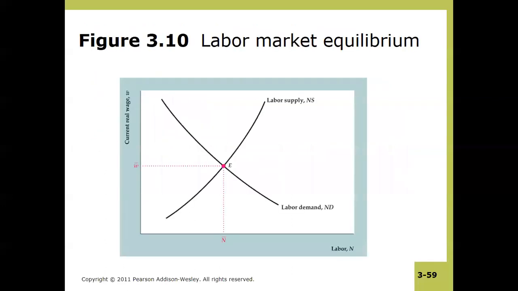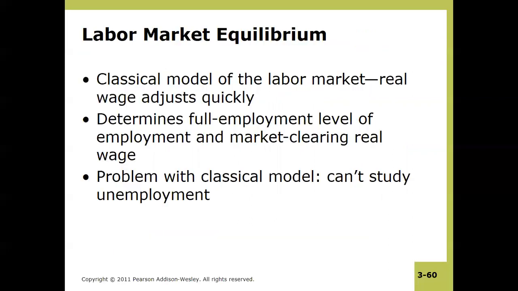So this is the basic simple labor market equilibrium graph, where we can find that there is a negative relationship between labor demand and the real wage, whereas there is a positive relationship between labor supply and the real wage. When we are discussing the labor market equilibrium in the classical model, the real wage adjusts quickly, and determines the full employment level of employment and the market clearing real wage. The problem with the classical model is that it can't study unemployment.